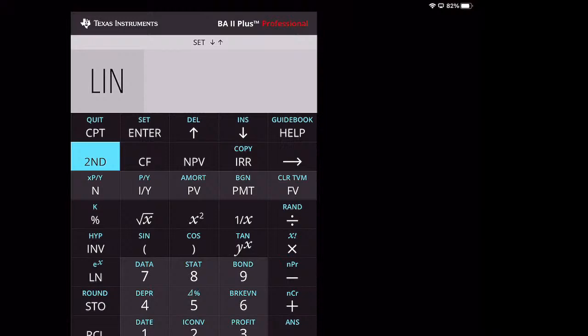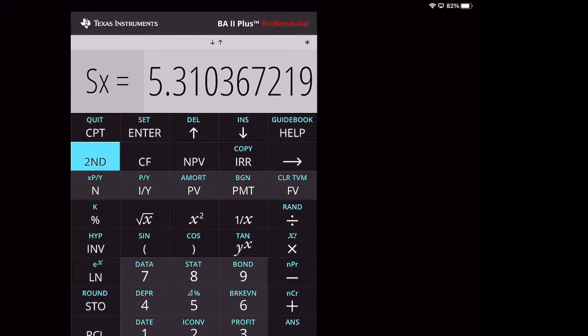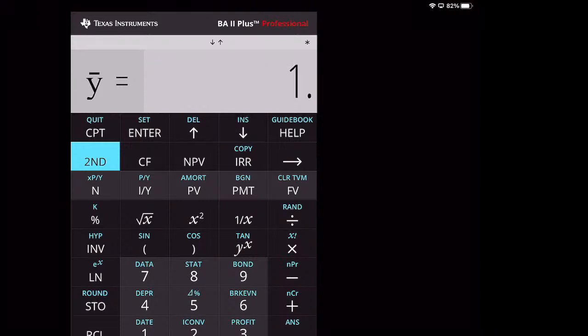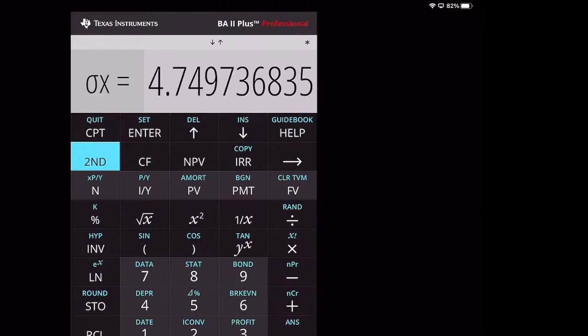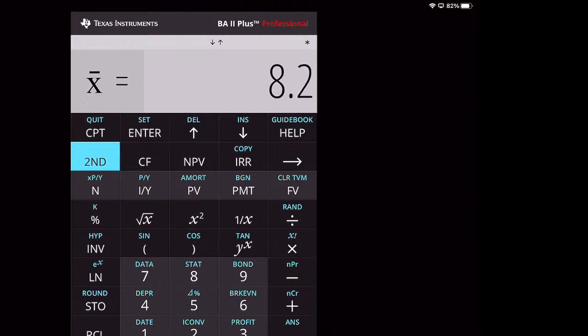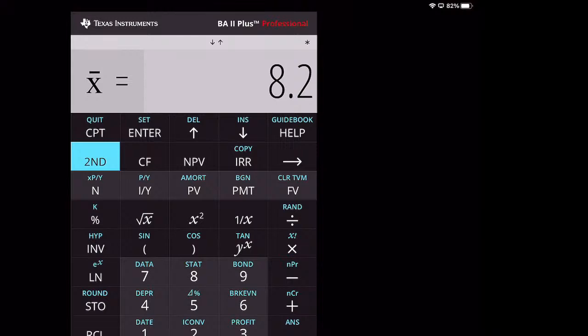So I want the results. I'm going to scroll through the results with the down arrow. It tells me there were 5 observations entered. The mean is 8.2. This is 5.3 SX. And then this is 4.7. And then it starts to tell me about Y, which I'm not interested in right now. So I'm going to stop there. So I need to ask, what are all these values? So this is the mean, $8.20.